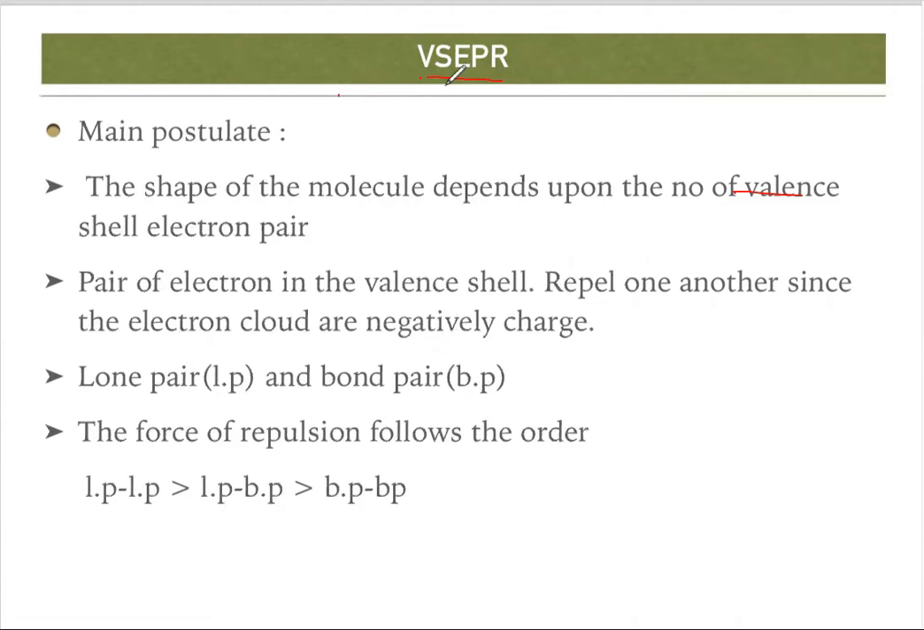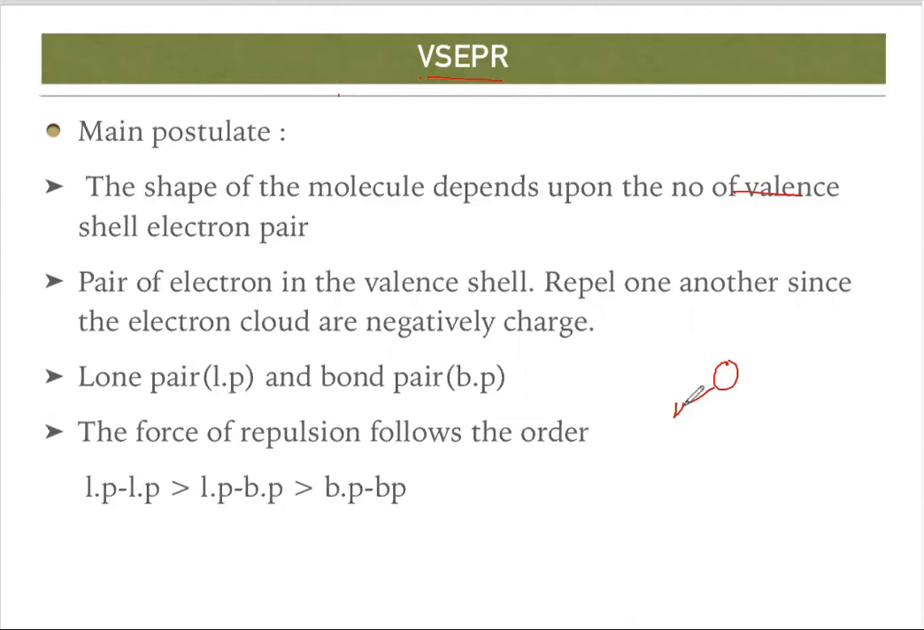Valence shell means only valence electrons take part in the geometry. Electron pair means a valence shell where so many unpaired electrons, paired electrons, or bonded electrons are present. So let us understand VSEPR theory.